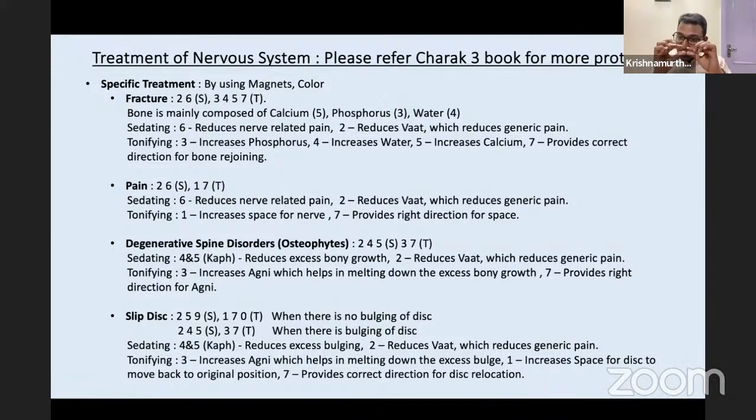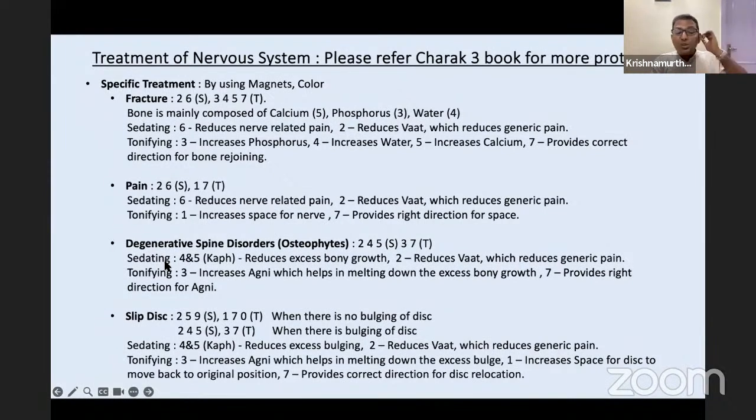Akash. So I will increase the space so that the compression on the nerve will reduce and the pain will reduce. And the tonification has to happen in the right direction. The increase of the space has to happen in the right direction. So I tonify number 7. Is this clear? Yes, sir. Very much clear, sir. Generic pain, pain points reduce. 1 and 7 you tone.